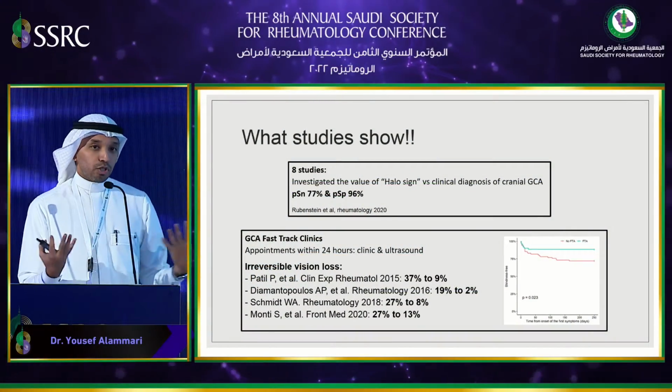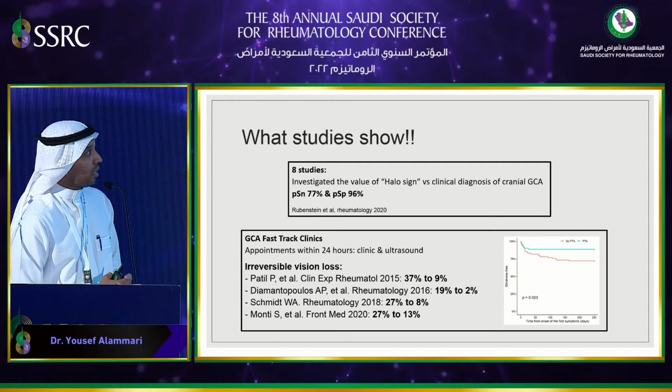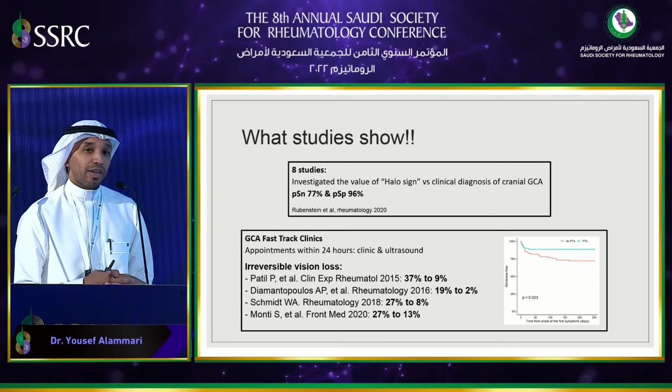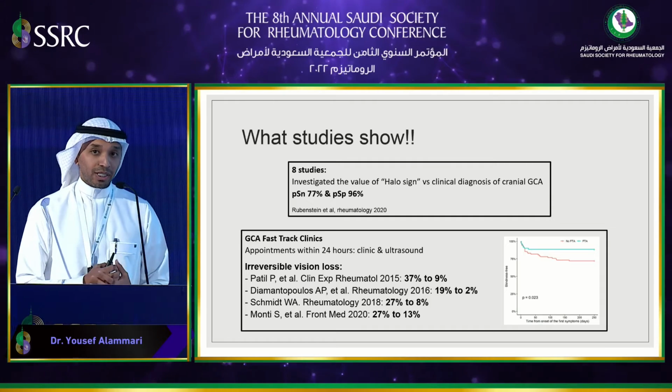So what do studies show about using the temporal artery ultrasound? The 8 studies investigated the halo sign versus the clinical diagnosis of cranial GCA, and they found that the specificity reached up to 96%.